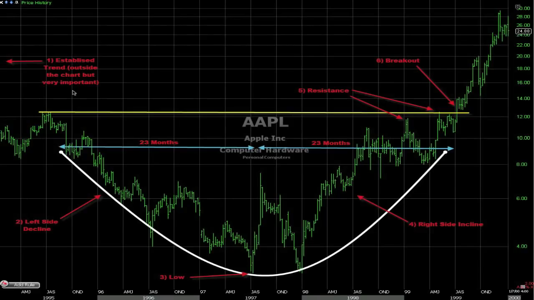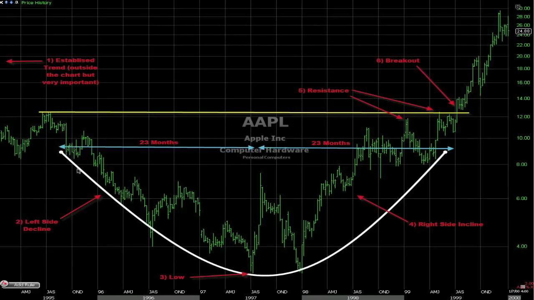First, we need an established trend prior to the rounding bottom. We got one outside the chart, but I couldn't add it, otherwise the chart would be too compressed for you to see what's going on. It's very important that we have a prior downtrend, otherwise there's no trend to reverse. And this is a reversal pattern.